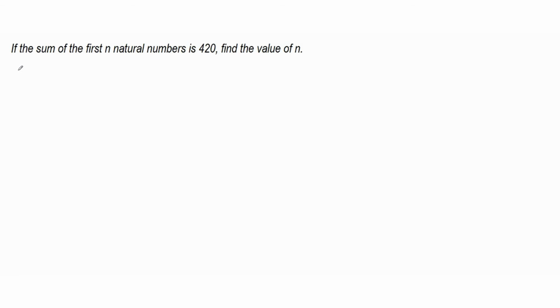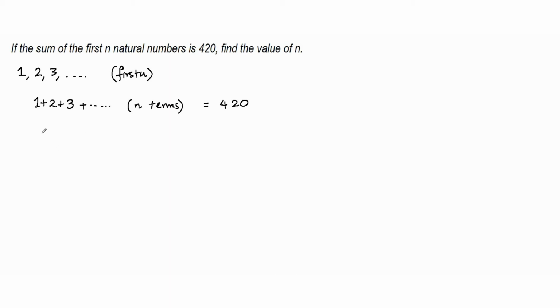So what are natural numbers? Natural numbers are 1, 2, 3, and so on. And they are telling me the sum of the first n natural numbers. So we are taking n such numbers and their sum. So 1 plus 2 plus 3 and so on up till n terms. The sum is 420.